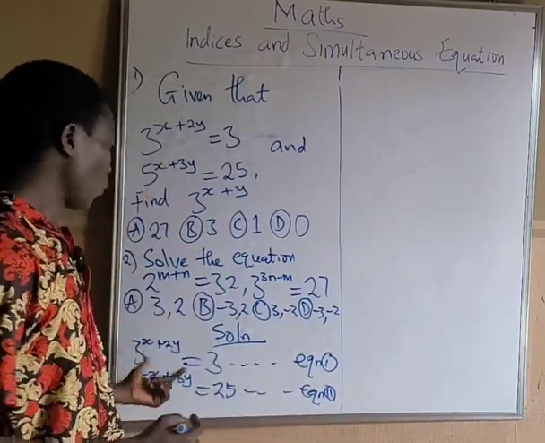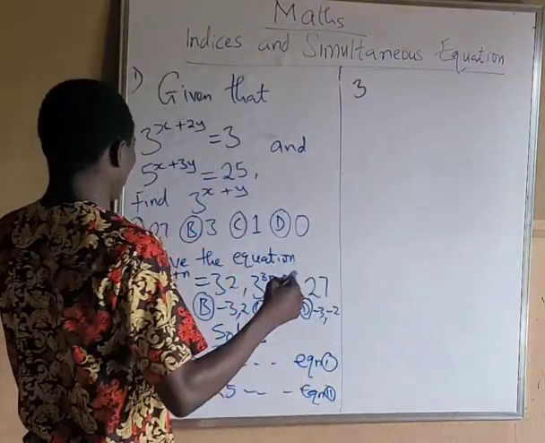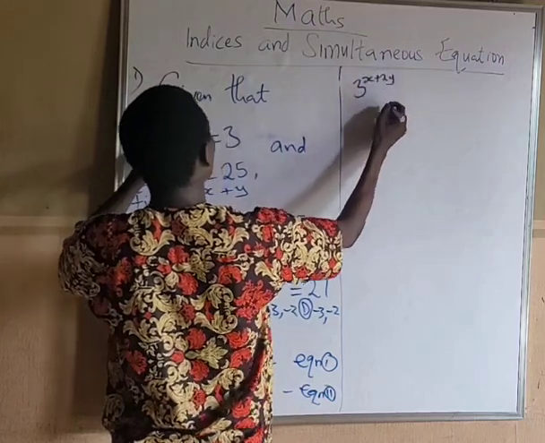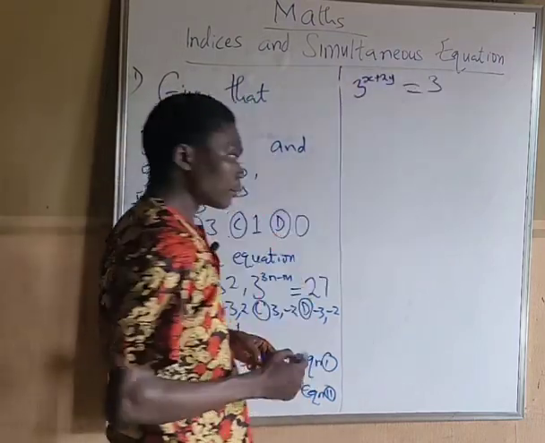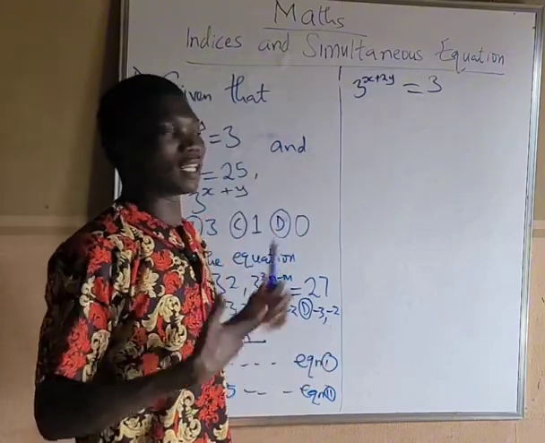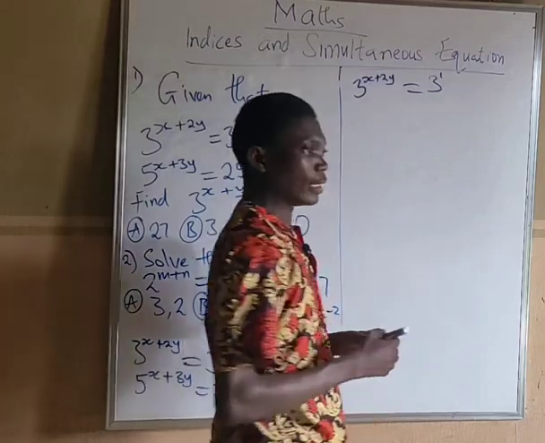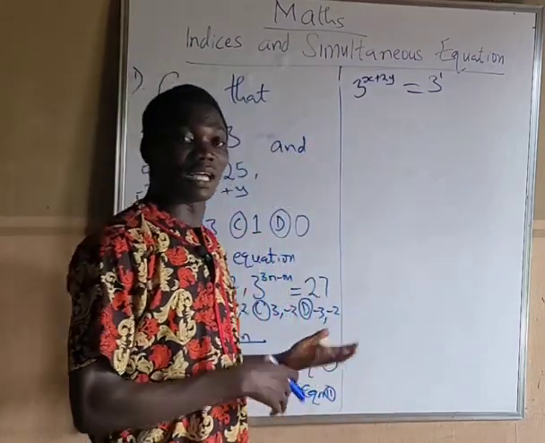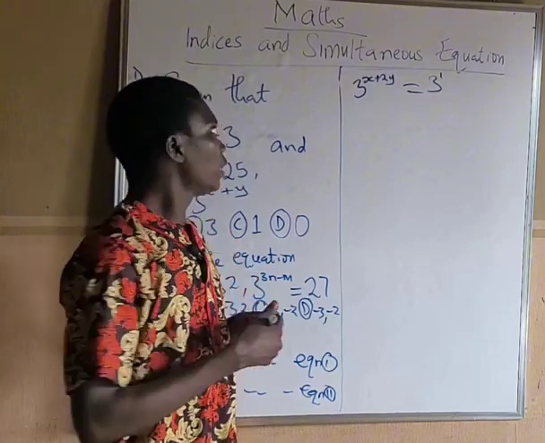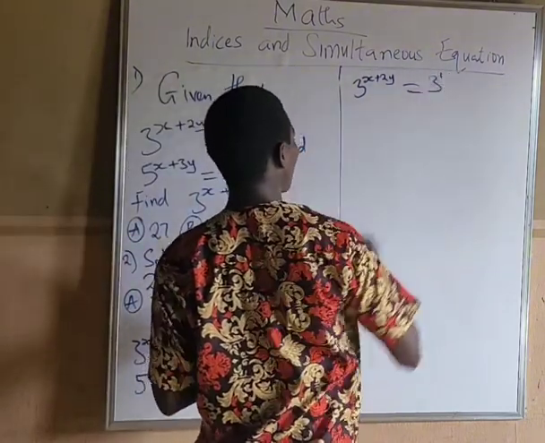So from our equation 1, we have 3 raised to the power of x plus 2y, everything equals to 3. Now, you see, we can further simplify this. I can also rewrite this 3 as 3 raised to the power of 1. 3 raised to the power of 1 is still the same thing as 3. That is, any number raised to the power of 1 will give you that particular number.